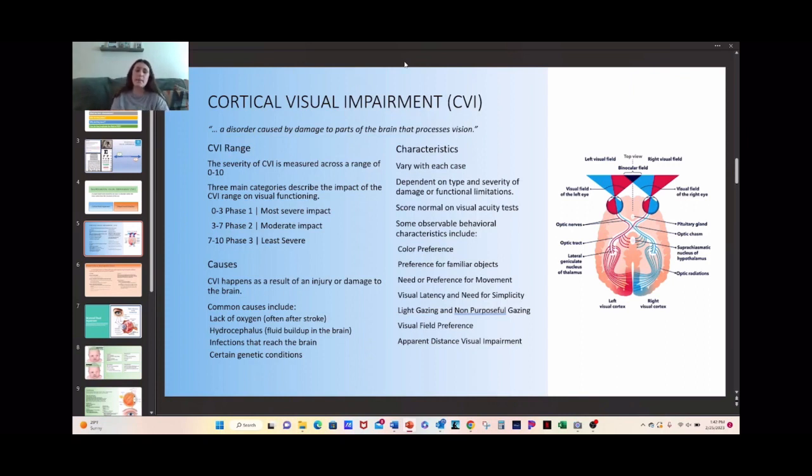Oftentimes, children with CVI appear that they are nearsighted. So, for example, you may observe a child in your class with CVI bringing objects close to their face to look at them. As I mentioned earlier, children need simple and visually sterile environments to process visual input. So the reason for this behavior could simply just be that they're bringing it closer to cancel out background clutter.